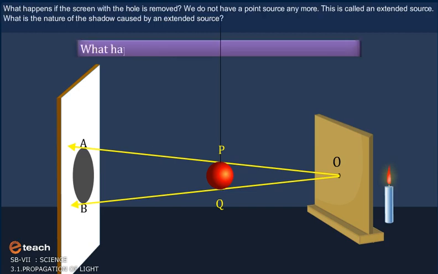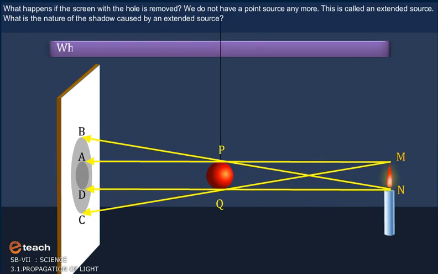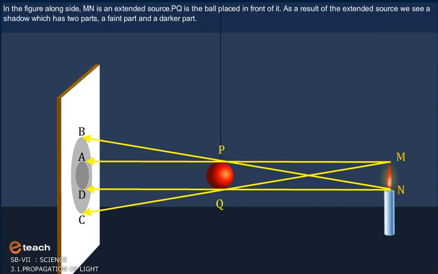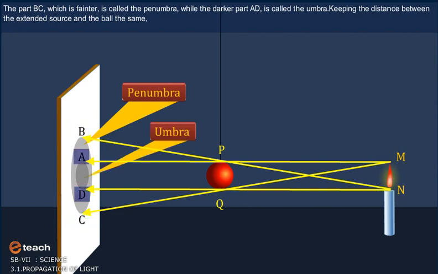What happens if the cardboard with the hole is removed? We do not have a point source anymore. This is called an extended source. What is the nature of the shadow caused by an extended source? In the figure alongside, MN is an extended source. PQ is the ball placed in front of it. As a result of the extended source, we see a shadow which has 2 parts, a faint part and a dark part. The part BC, which is fainter, is called the penumbra, while the darker part AD is called the umbra.